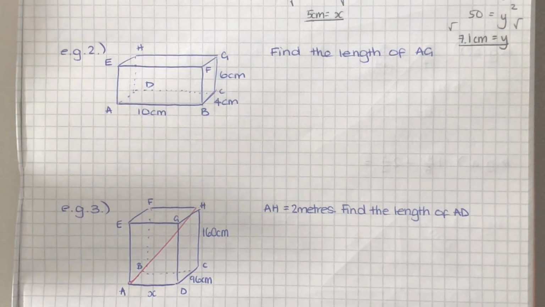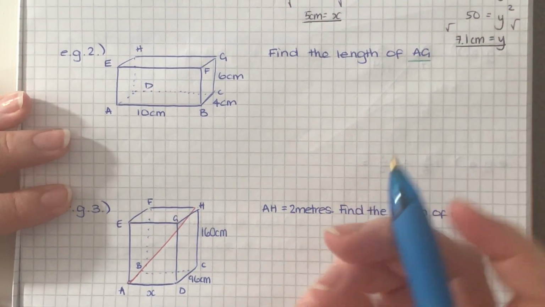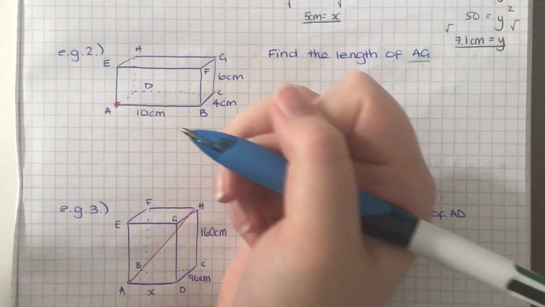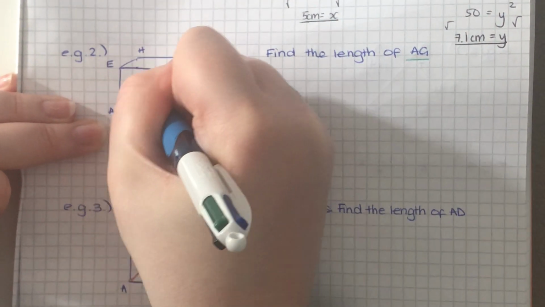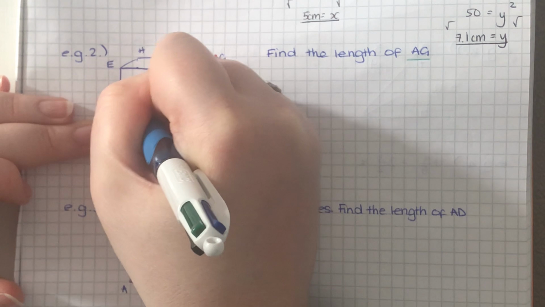So for EG2, it is actually the same thing, except this time they haven't split it into two parts, A and B. The reason why they did that for example 1 is just to help you, whereas this one is just straight in. So we're trying to find AG. Actually, I'll do it in red just because red's a bit better. So A is at the front, G is at the back top, and we want to find the diagonal going through the middle of the cuboid.